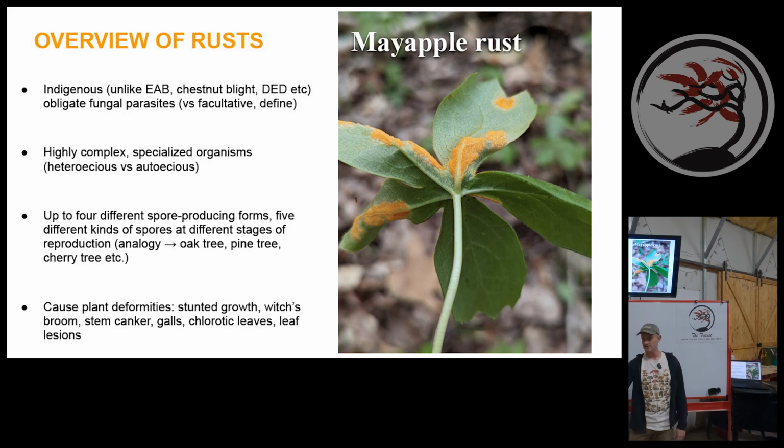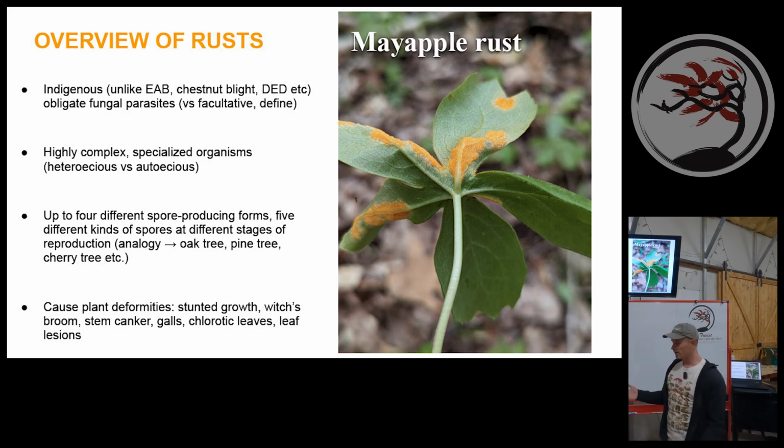The cherry tree grows cherries. The cherry seed gets planted. It becomes a pine tree. The pine tree grows pine cones. The pine seeds are dispersed. The seed lands. It grows an oak tree. Like, we're talking about this level of complexity. They are really fascinating, bizarre organisms.